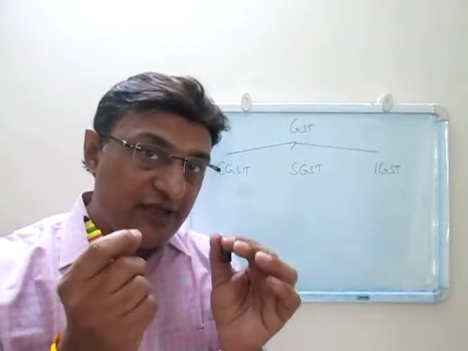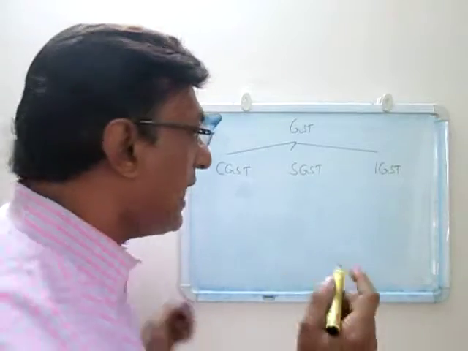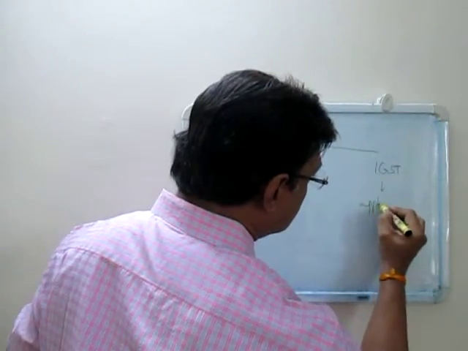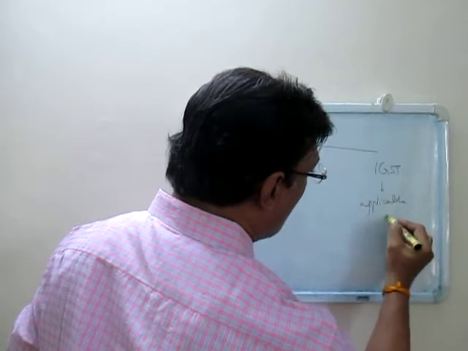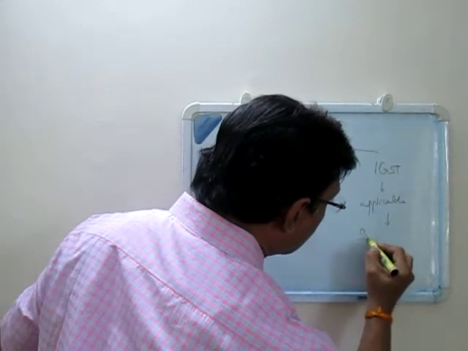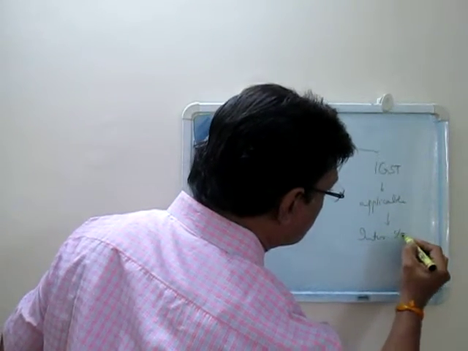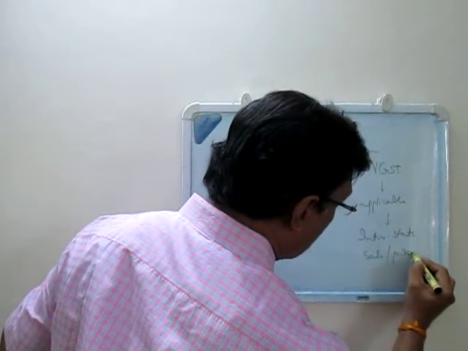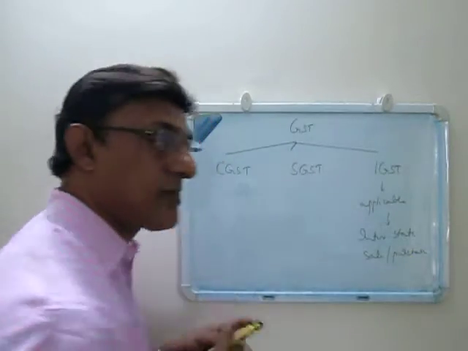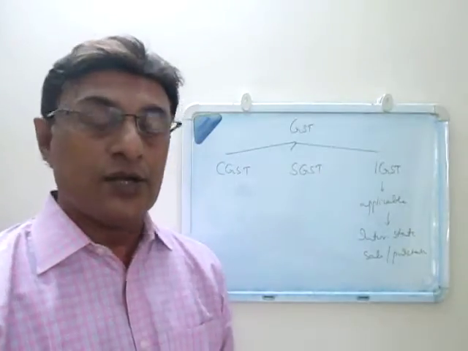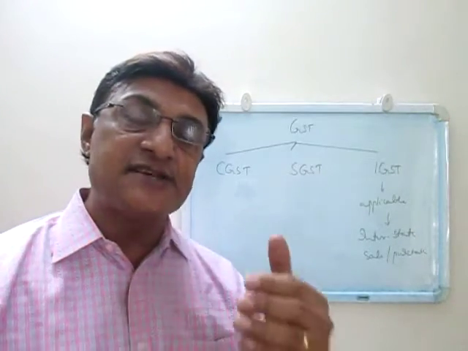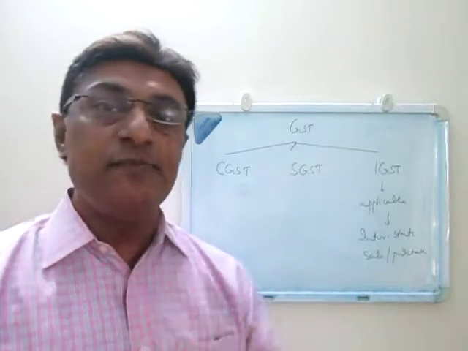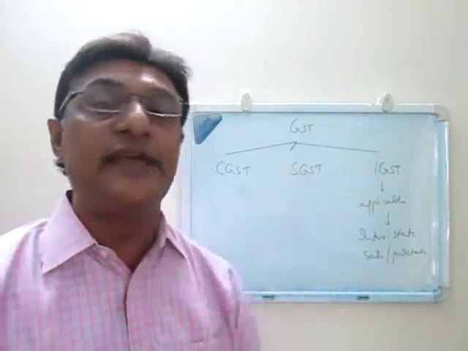Now, the fundamental policy is simple. IGST is applicable on interstate sale or purchase. So if, let us say, the IGST rate applicable on a particular consignment or goods is 18%, it is one single 18% which is levied.